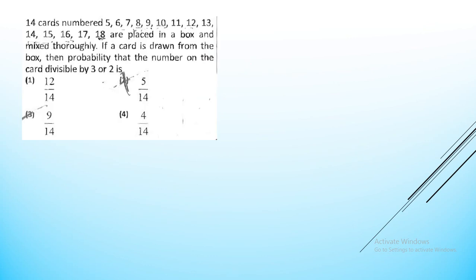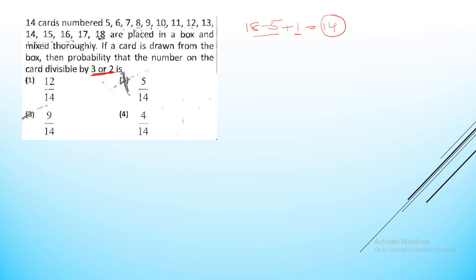14 cards numbered from 5 to 18 are placed in a box and mixed thoroughly. If a card is drawn from the box, then find the probability that the number on the card is divisible by 3 or 2. So 3 or 2. Totally how many cards? 18 minus 5 plus 1. To count the number of cards, simply take the range and add 1. So 18 minus 5 is 13, 13 plus 1 is 14. So the total number of cards is 14.